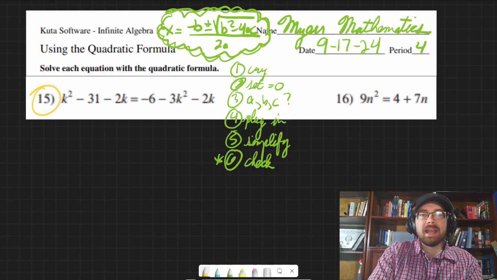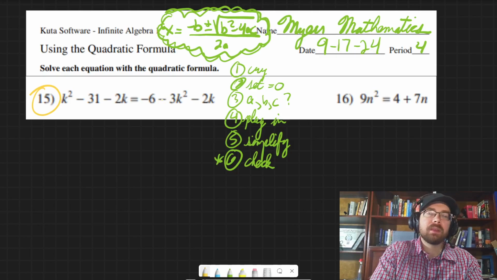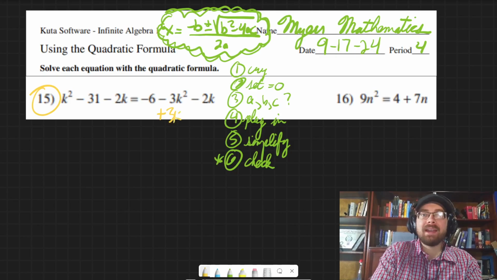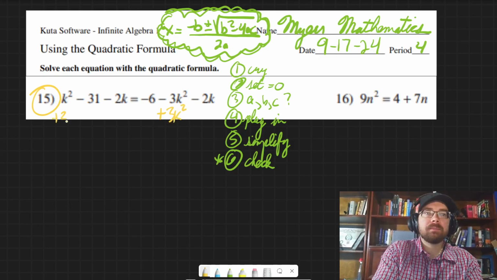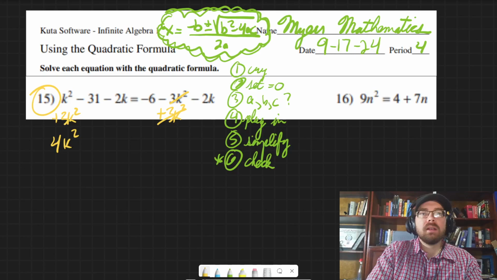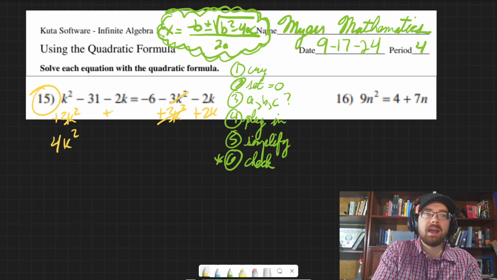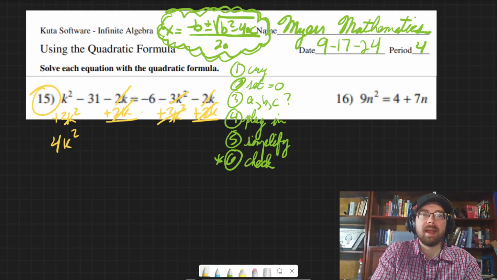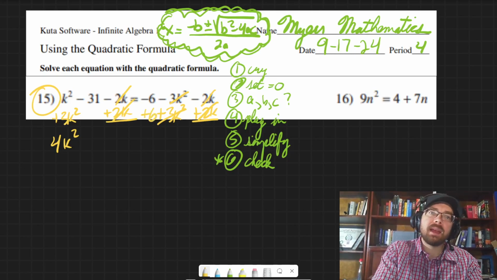So we need to get everything on one side. I like to keep things positive in the front, so we would add 3k squared to both sides. That'll give me a 4k squared. Okay, so that's good so far. Let's add 2k. Looks like that just cancels on both sides. And then we add 6.